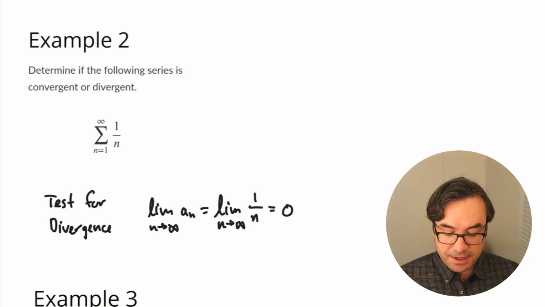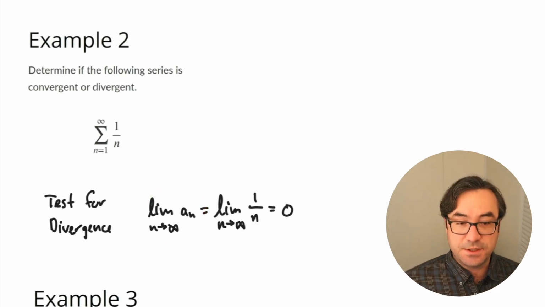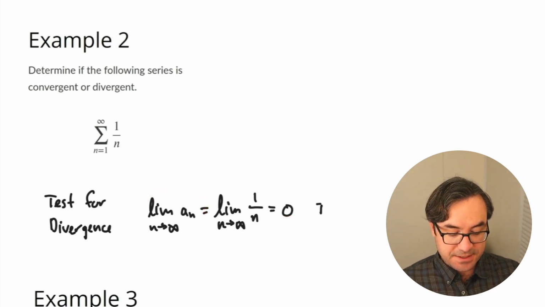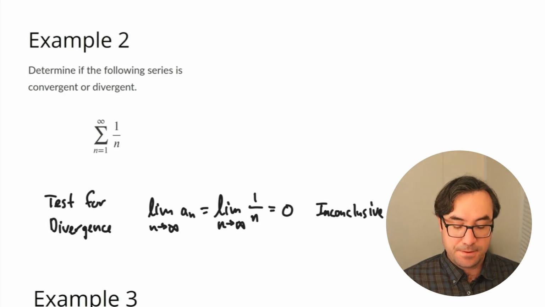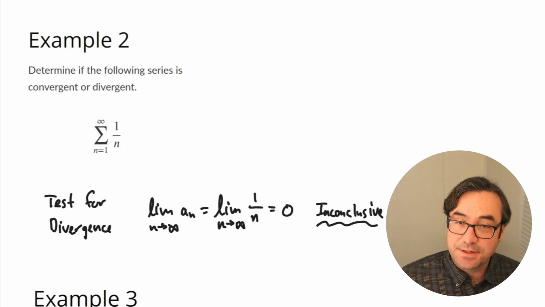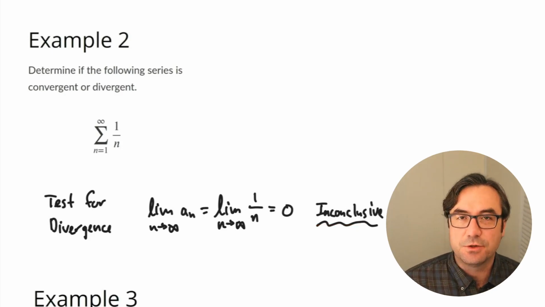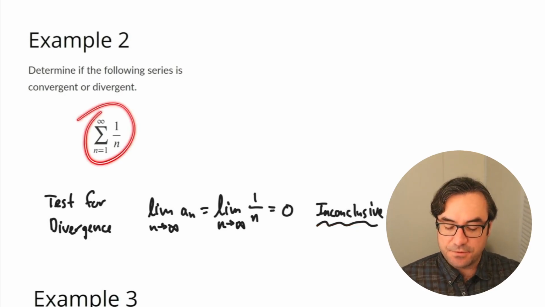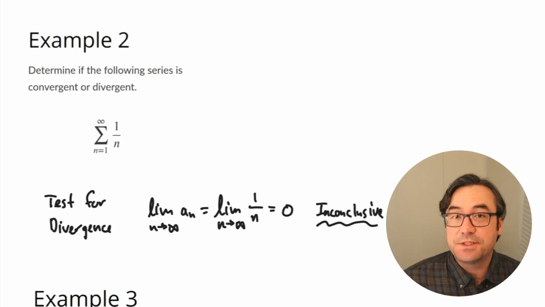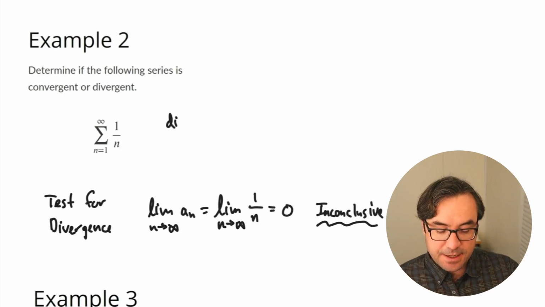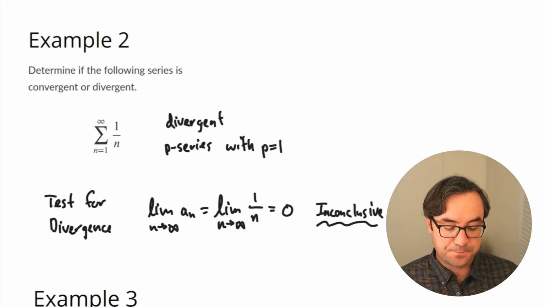So our test for divergence here, we calculated the limit of our sequence, we got 0. That means this test is inconclusive. So that's not our answer in this case, but this is what the test for divergence is telling us. It's just inconclusive. So we don't know at this point. Does this converge or diverge? Well, we've actually looked at this series before. This one actually is a p-series, and it's a divergent p-series with p equal to 1.